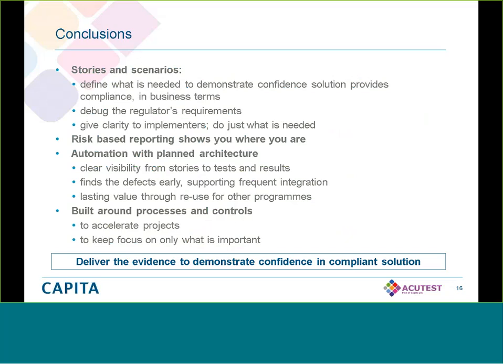Automate with the planned architecture, so there's clear visibility from the stories I had in the first place through to the tests and the results. And this will help you find defects earlier, it'll support frequent integration, and it'll provide lasting reuse for subsequent programs. And the last thing to do is build this around the processes and controls so you can accelerate more projects, and you can keep focus on the items which are important in the top right-hand corner of the grid, rather than those which are less important.